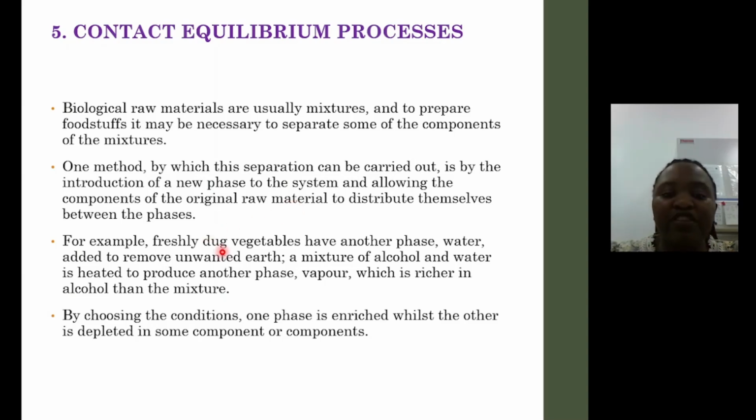For example, freshly dug vegetables have another phase, water, added to remove unwanted material. You can also take a mixture of alcohol and water that is heated to produce another phase, vapor, which is richer in alcohol than the mixture. So different components will dissolve in the different phases, the alcohol, the water. By choosing the conditions, one phase is enriched while the other is depleted of some components.